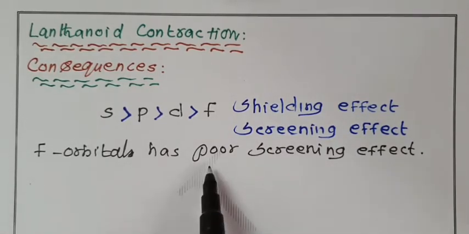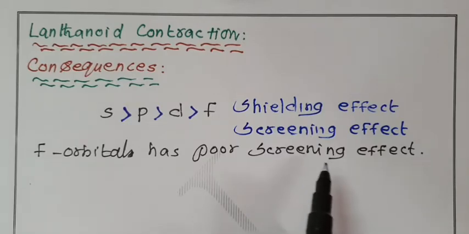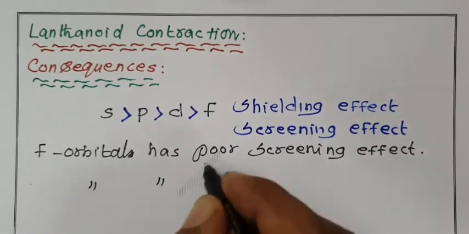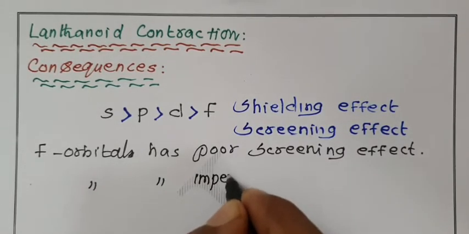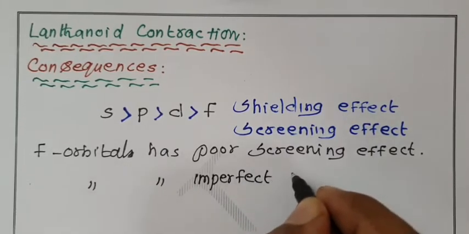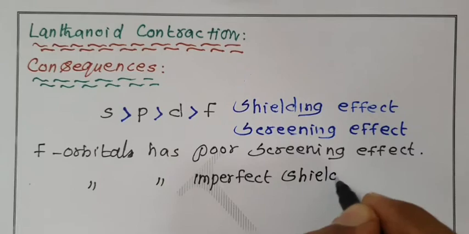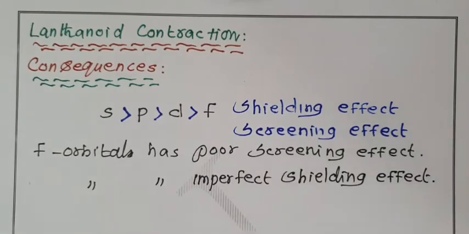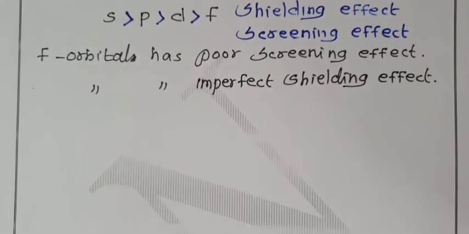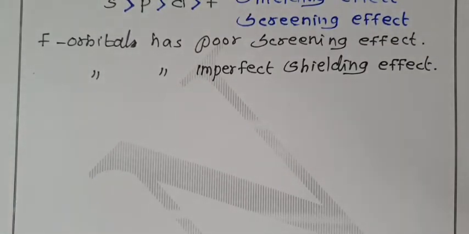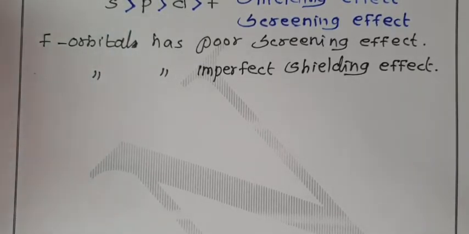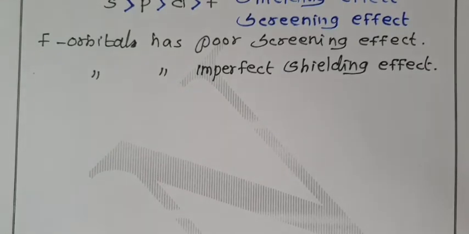This poor screening effect can also be indicated by another word. F orbitals have imperfect shielding effect. Correct? As we move from one element to another in lanthanoids, you know what are the elements present in lanthanoids? I am writing the elements. The first element is lanthanum, which is a d block element.